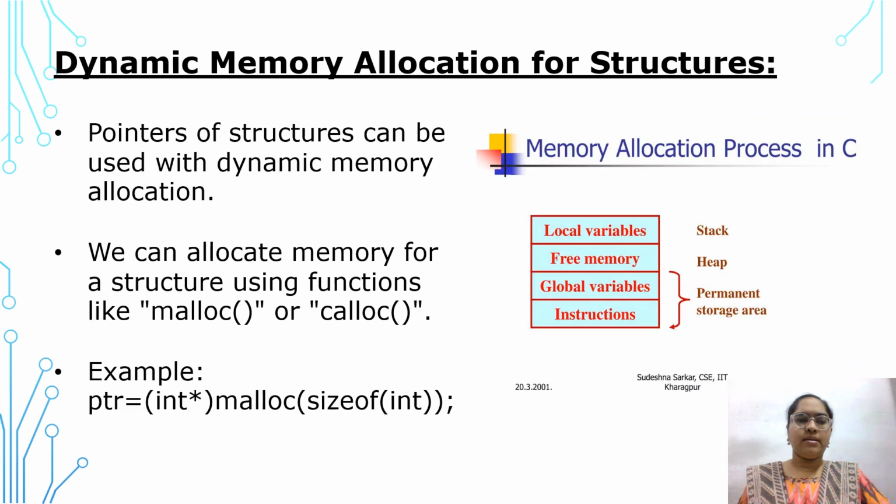And next, dynamic memory allocation for structures. Pointers of structures can be used with dynamic memory allocation, and dynamic memory allocation is nothing but allocating memory during runtime. We can allocate memory for a structure using functions like malloc or calloc, and these functions obtain memory from the heap. Example of the malloc function: ptr equals (int*) malloc(sizeof(int)), which means it takes an integer data type as input and returns an integer data type as output.